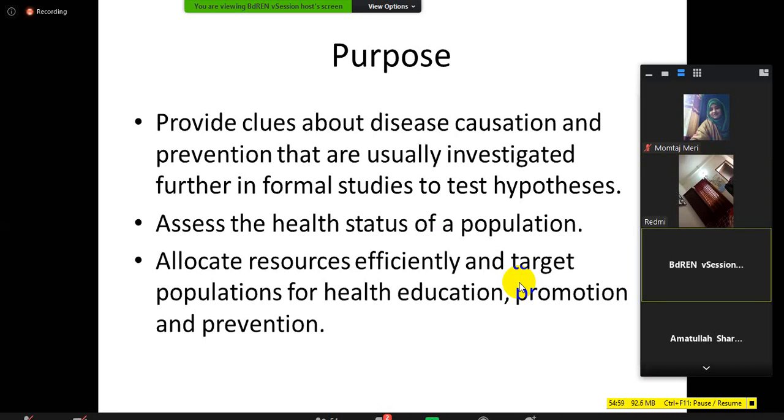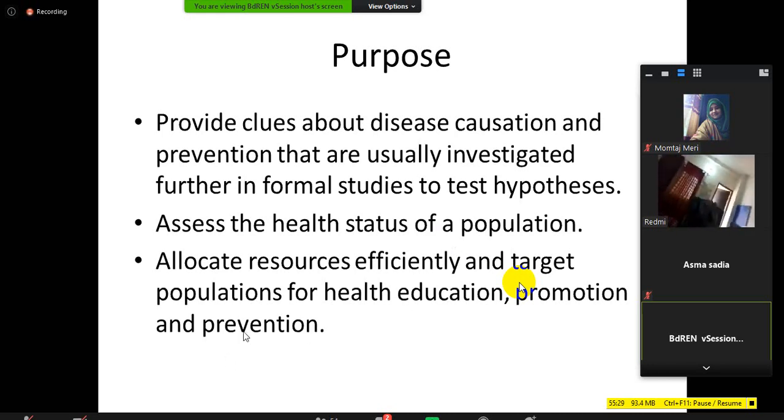Is this clear? So the purpose of descriptive studies is to formulate a hypothesis, and this hypothesis you can formulate after doing the research and calculation of your data. So this is one of the purposes. Second purpose is to assess the health status of the population. I have already said, if you find the majority of the mothers are educated and majority of children are healthy, then you can say this is a healthy community. And third one is allocation of resources efficiently and targeting population for health education, promotion and prevention.